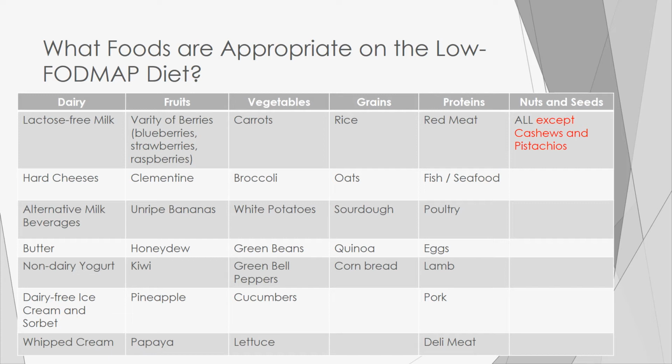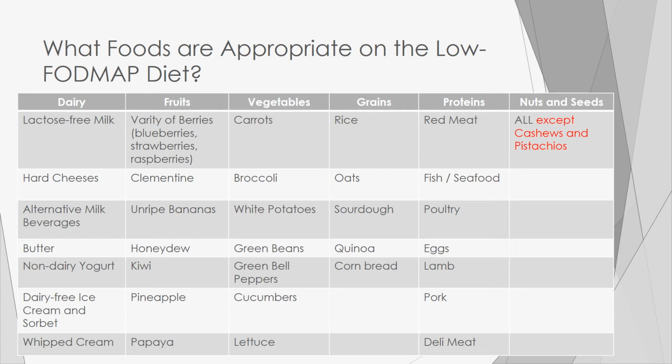Now that we know what is not acceptable on the low FODMAP diet, some examples of foods that are compliant with this are seen in this chart. Any lactose-free dairy products, which include hard cheeses, butter, and lactose-free milks, in addition to the non-dairy milk alternatives, are acceptable. There's also a variety of fruits and vegetables included in this diet, such as carrots, broccoli, most berries, and clementines. Within the grains category, rice, oats, cornbread, sourdough, and quinoa are acceptable.